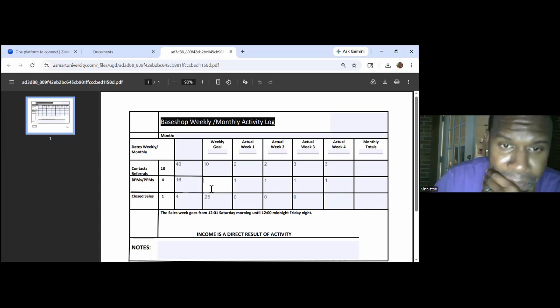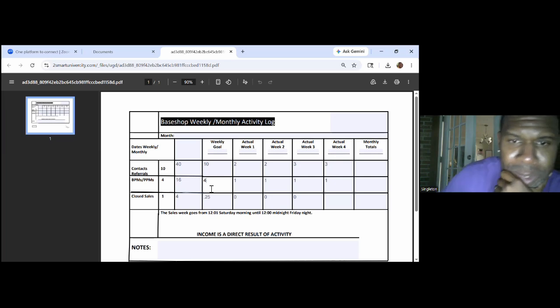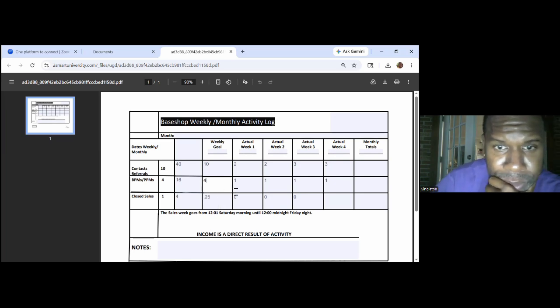We're going to need 4 BPMs, and then 1 sale a week.